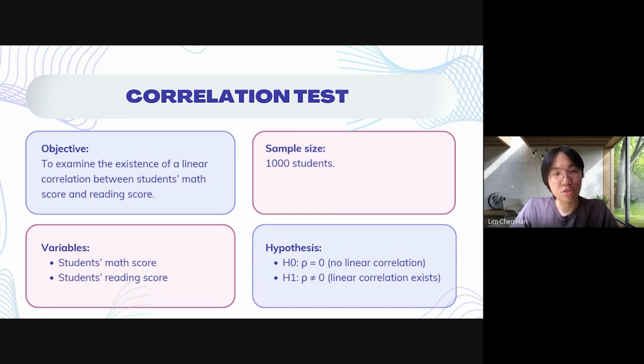For this correlation test, our sample size is 1000 students, and for the variables, we use students' math score and students' reading score. For the hypothesis, the null hypothesis H0 is rho equals 0, which means no linear correlation. The alternative hypothesis H1 is rho not equal to 0, which means a linear correlation exists.